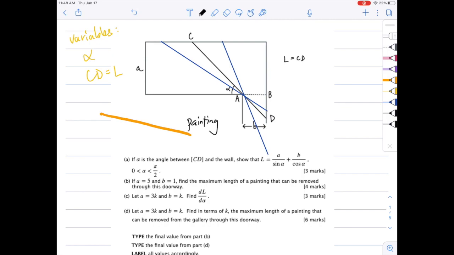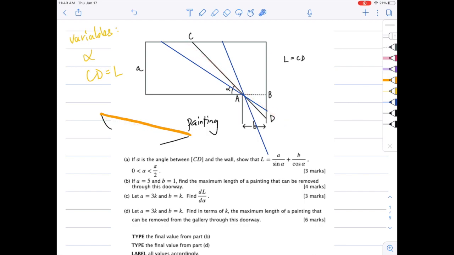The maximum length of the painting that you're going to be able to get through is going to correspond to the minimum value for L, right? So whatever the minimum that we measure for L, that's going to be the maximum length of a painting that you can get through the art gallery. That's very confusing, and that's what makes this question very tricky. But this painting is going to be of some fixed length. And the max painting length that you can get through is going to correspond to the min value for L.